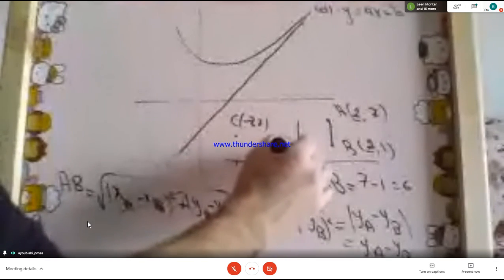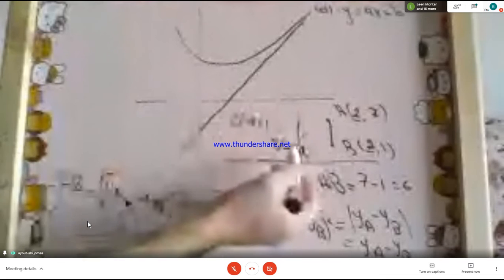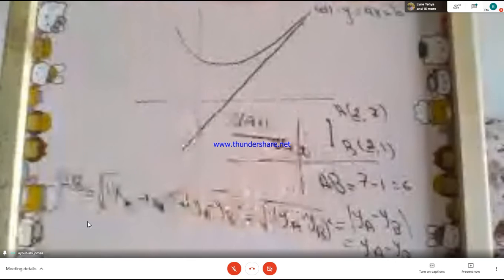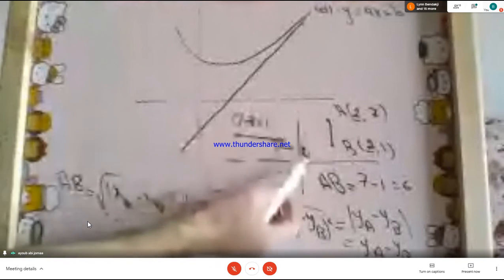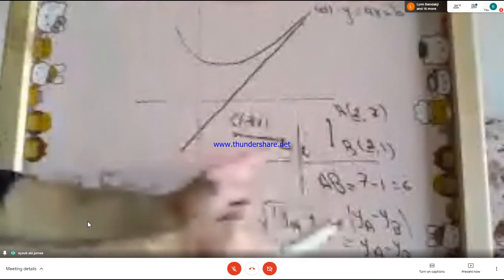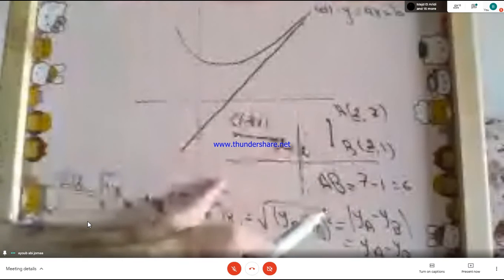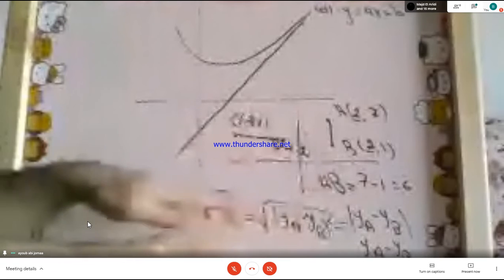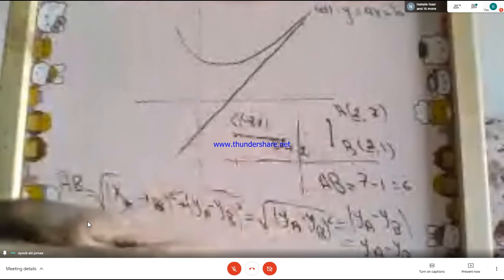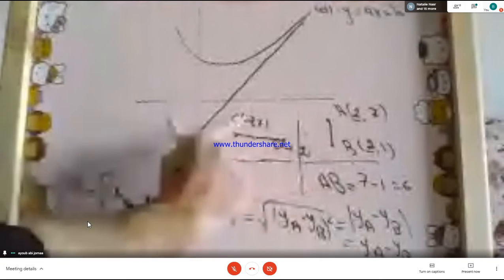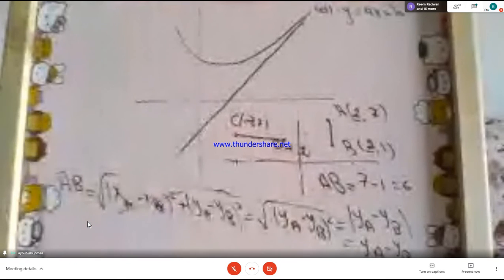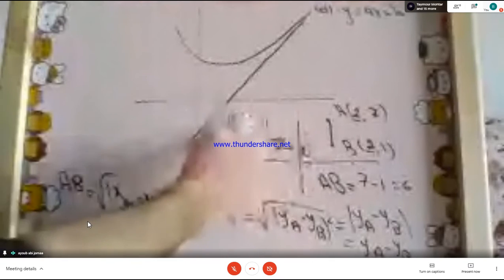Negative 1, 2. We have the same value of y, a horizontal distance. Same value of y, 2, 2. So the distance, you are moving from negative 1 to negative 7, as if you are finding distance on one dimension. So it is negative 1 minus negative 7, so 6.